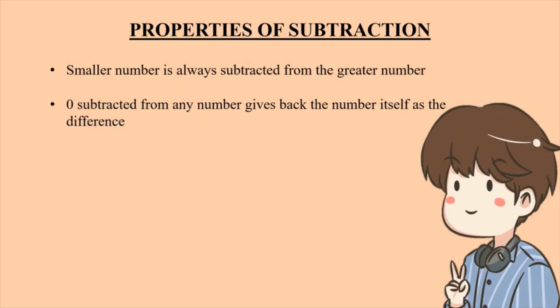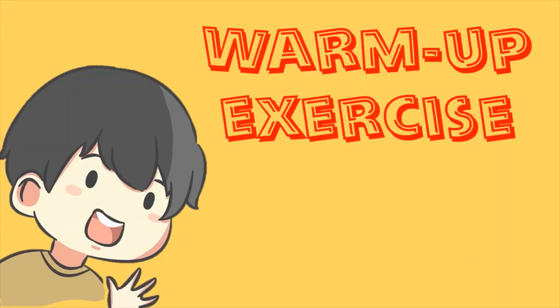1 subtracted from any number gives its predecessor. Predecessor means the number before. 8 minus 1 gives us 7, which is the predecessor of 8. Now let's look into the book and do the warm-up exercise. The first one is fill in the blanks.